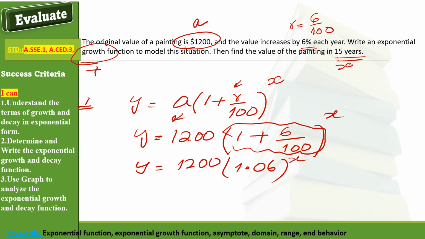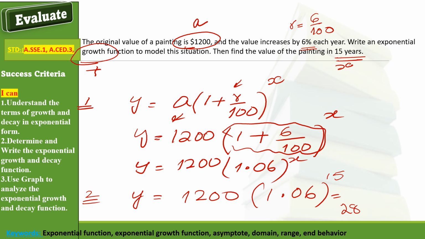Now replace the x. They are saying in the second part to replace the x by 15 because the time is 15. Write in the calculator and get your answer. That means 1200 times 1.06 whole to the power of 15. So the answer is 2875.87 if you just round off.